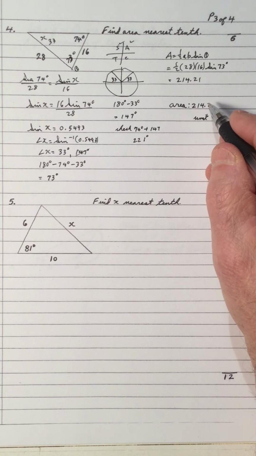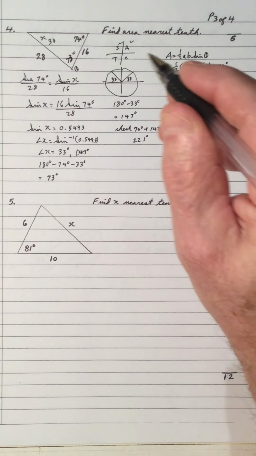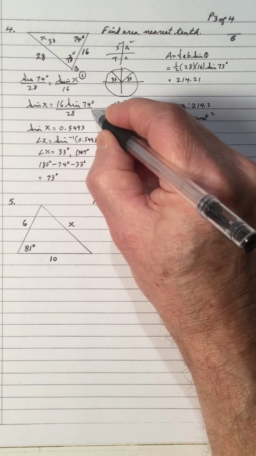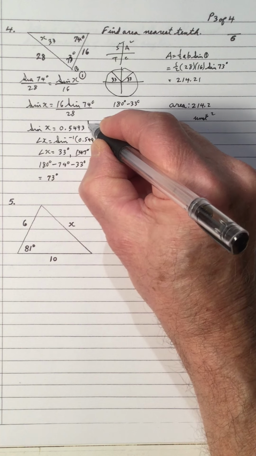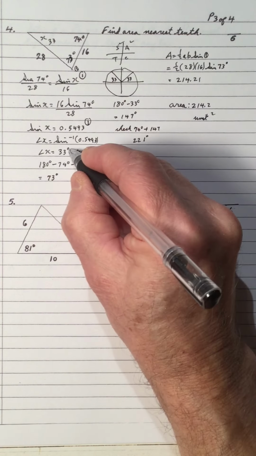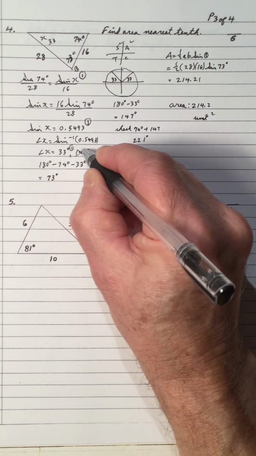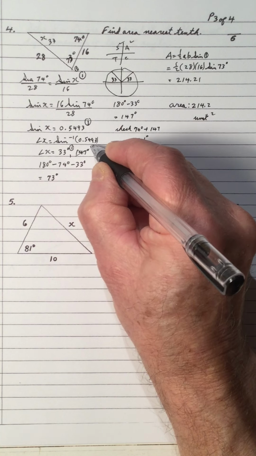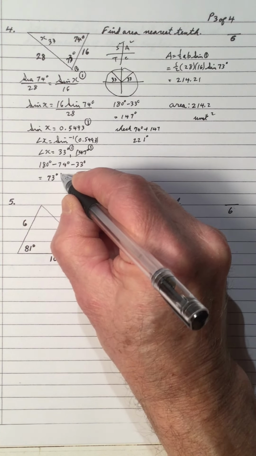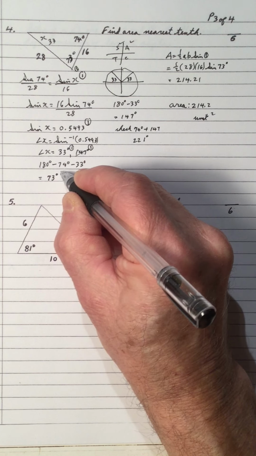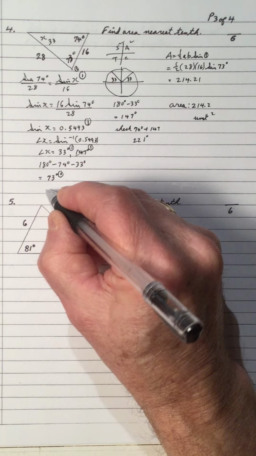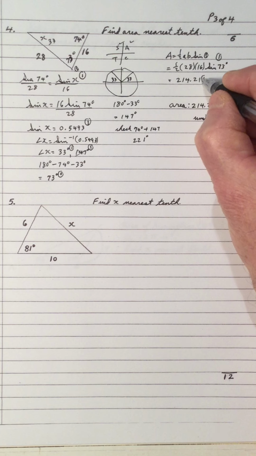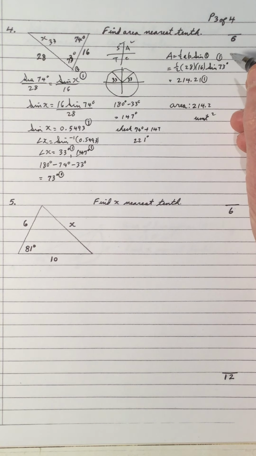So 214.2. And if you use the sine law, you got a mark here. If you got down as far as here, you have a mark. If you have these two angles here, you get a mark. If you scratch this one out, you got another mark. And so this angle is 73, you got another mark. If you use the area of a triangle, you got another mark. And you got the final answer, you got another mark. So 6 marks altogether.